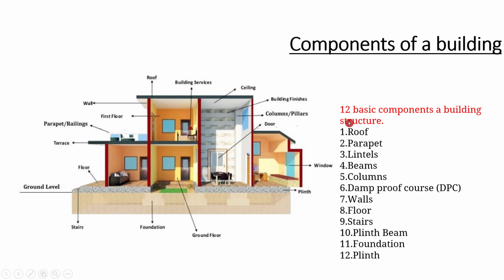So just recollecting the different basic components of a building structure, it includes a roof. Obviously, it is required for the covering of a building. Parapet for safety purposes. Then we have the lintels.